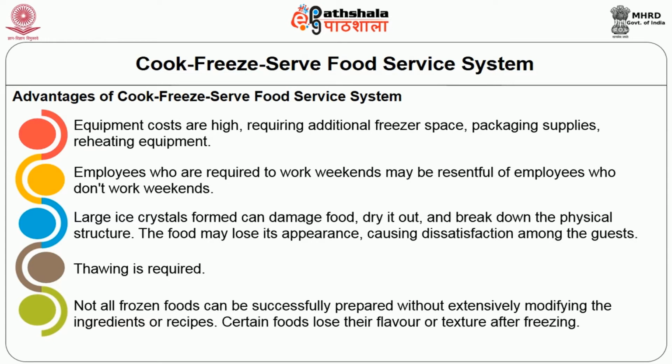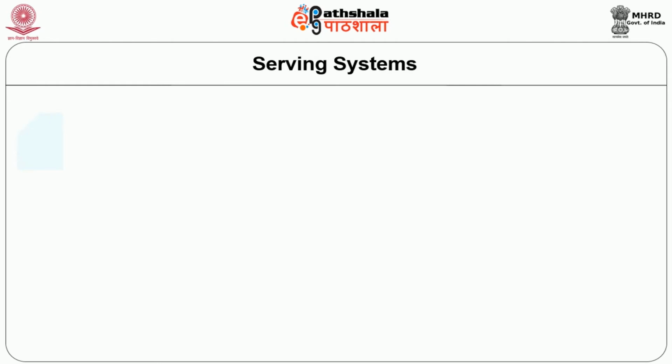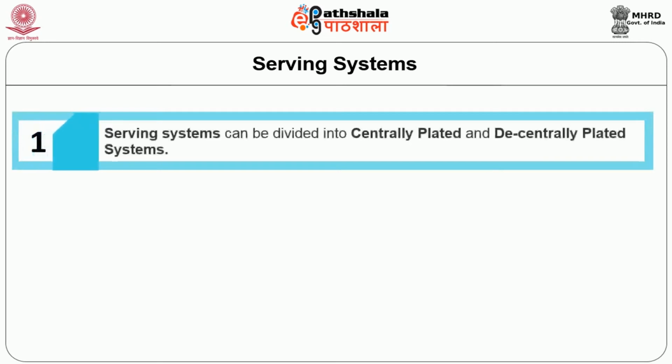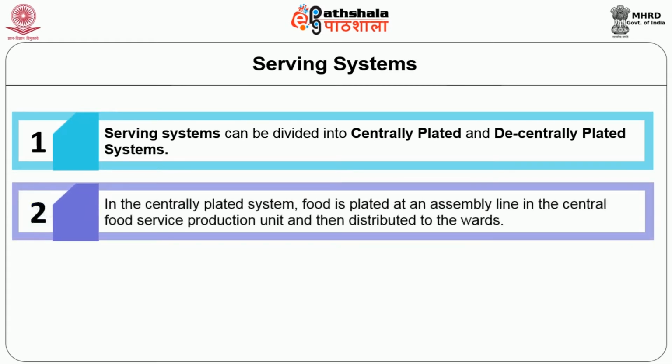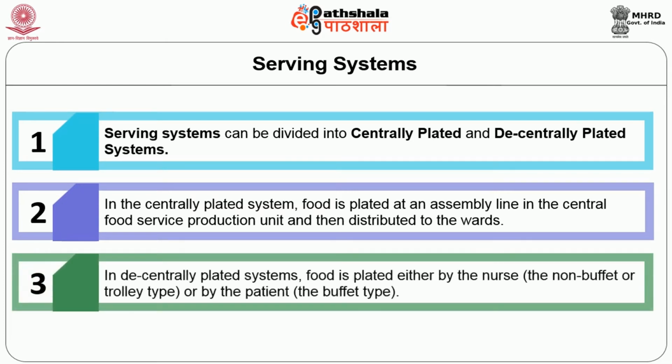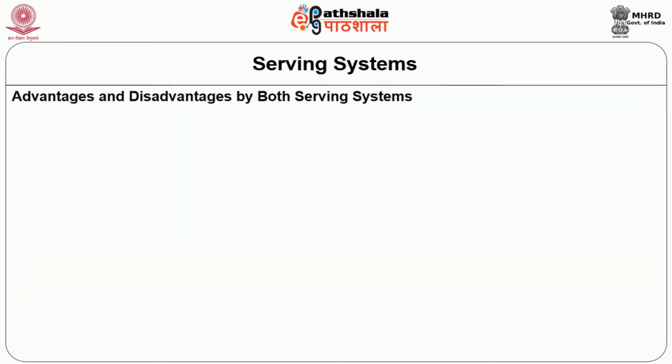Let us now learn the different types of serving systems followed in hospitals. Serving systems can be divided into centrally plated and decentrally plated systems. In the centrally plated system, food is plated at an assembly line in the central food service production unit and then distributed to the ward. In the decentrally plated system, food is plated either by the nurse, the non-buffet or trolley type, or by the patient, the buffet type. There are advantages and disadvantages to both serving systems.